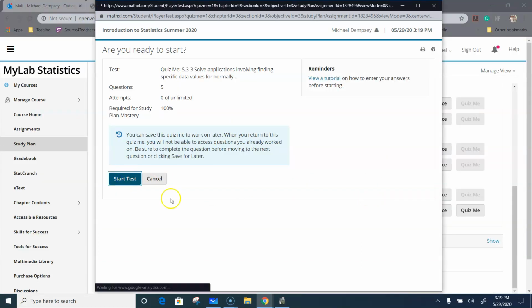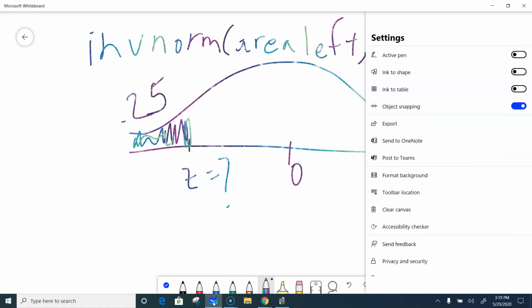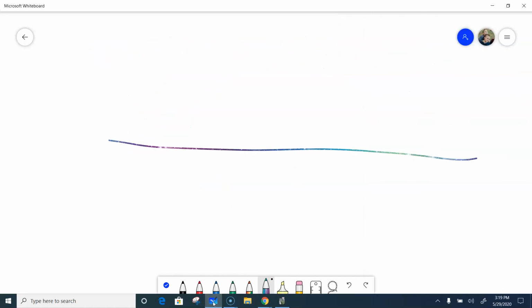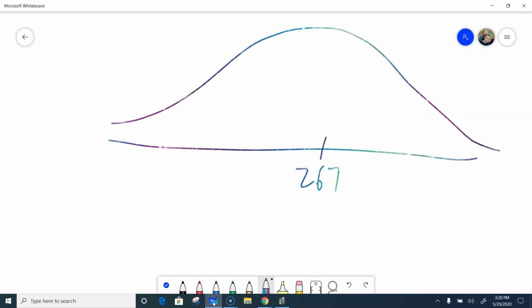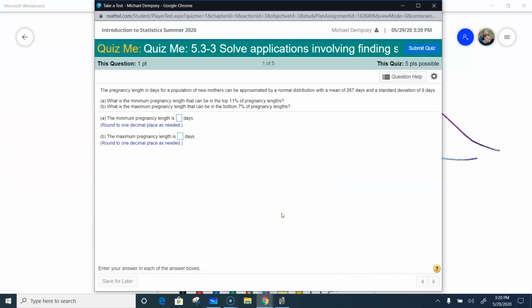And the last part of this normal distribution piece is going to be real applications of inverse norm. So pregnancy length in days for a population can be approximated with normal distribution with a mean of 267 and a standard deviation of 9. So let's think about what we mean by that. On average, the length is 267, but if we go 9 above or below that, that's our 68, 95, 99.7 rule, and so on. So let's think about what they're asking us here.